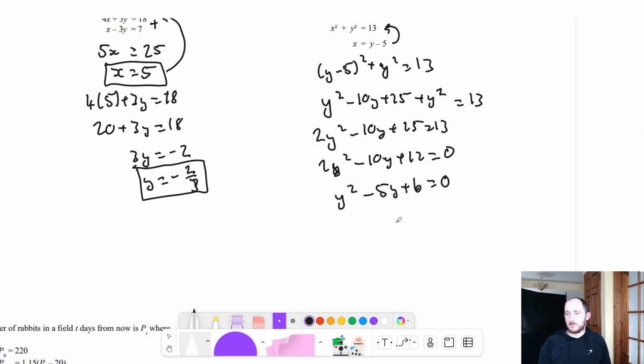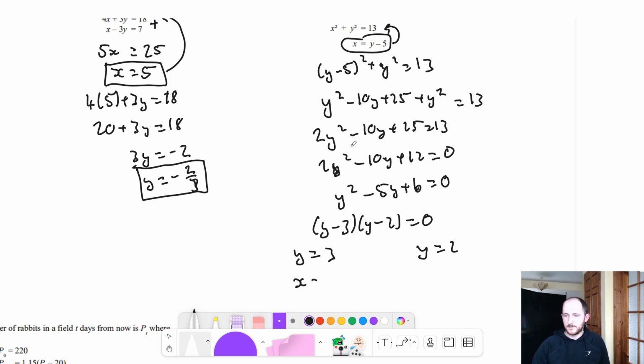Factorising, you could use minus 3 and minus 2, so let's just use that. And you might notice that we're actually going to get two separate solutions. We're going to get y equals 3 and y equals 2. Now, the thing is, in a quadratic simultaneous equation, you're going to get two y values and two x values. So I'm going to sub this y value into this equation here, which just says that x is equal to, in this case, 3 minus 5, which is minus 2.